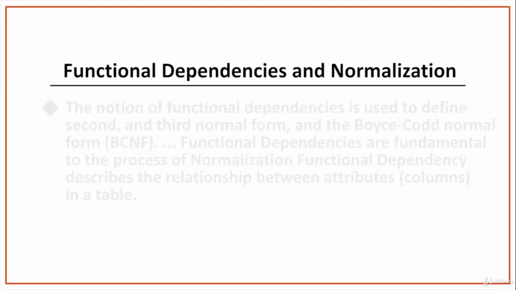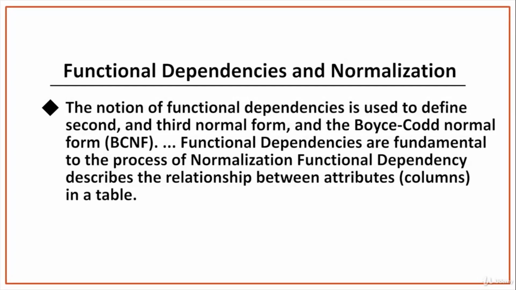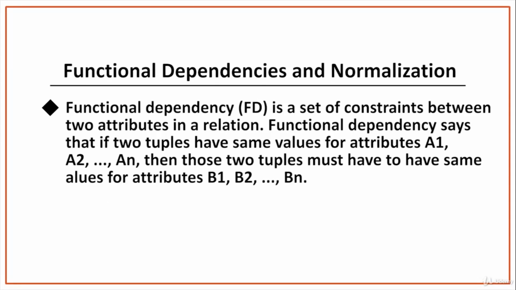The notion of functional dependencies is used to define second and third normal form, and the Boyce-Codd normal form, or BCNF. Functional dependencies are fundamental to the process of normalization. Functional dependency describes the relationship between attributes, like columns in a table. Functional dependency, or FD, is a set of constraints between two attributes in a relation.